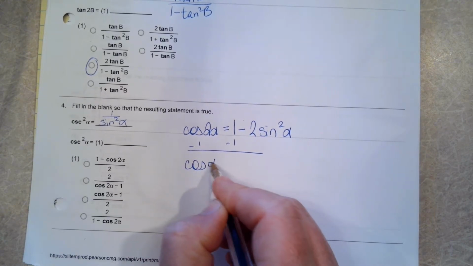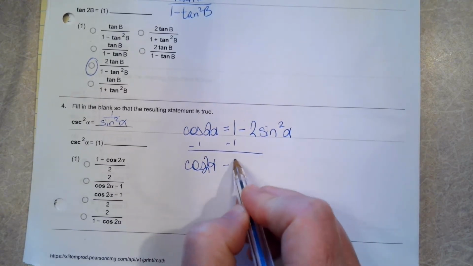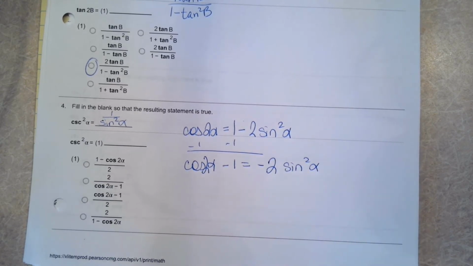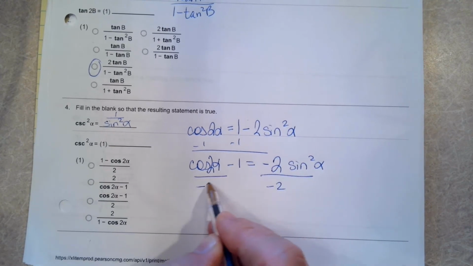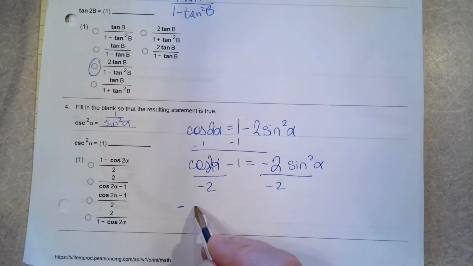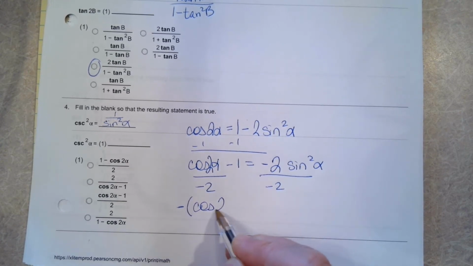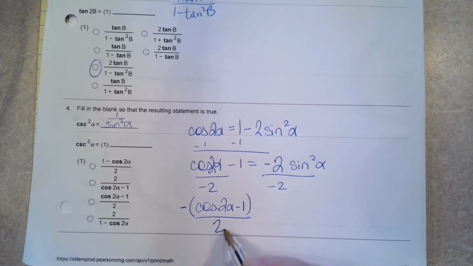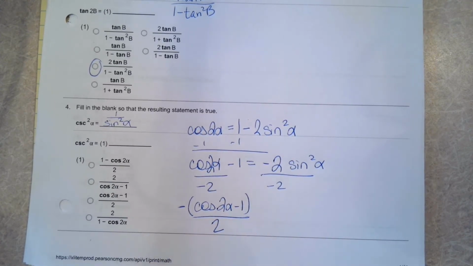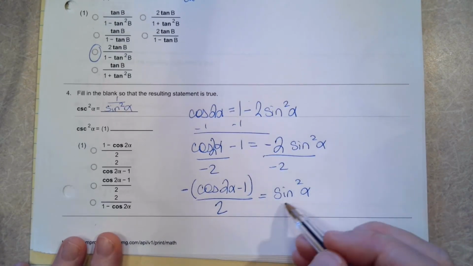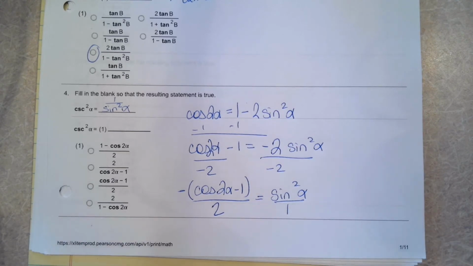So it's going to be cosine of 2 alpha minus 1 equals negative 2 sine squared alpha. And then I'm going to divide by negative 2. So I've got negative cosine of 2 alpha minus 1 over 2. Now I can put that negative on the 2, I can put it out front, but if I distribute it, it's going to change the signs of these. And what's left over here is sine squared alpha, but I don't need it to be sine squared alpha, I need it to be its reciprocal. So I'm going to flip both sides.